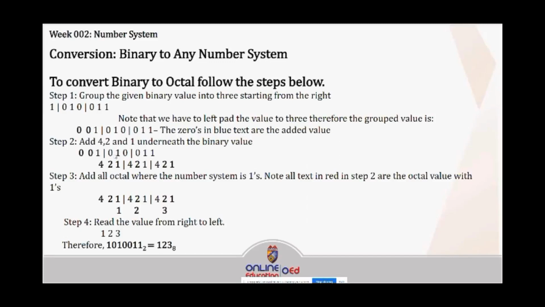Next, on the second group, we have 0, 1, 0. All I have to consider is the 1. The 1 is in the middle, and if you check 1, 2, 4, the middle is 2. So we're going to put 2 here. In the next 1, 2, 4 again, there is a 1 at the start. The others are 0, so I'm just going to copy 1 here. That's why we have 1, 2, 3. So basically, the binary 1010011 is equivalent to 123 in octal.